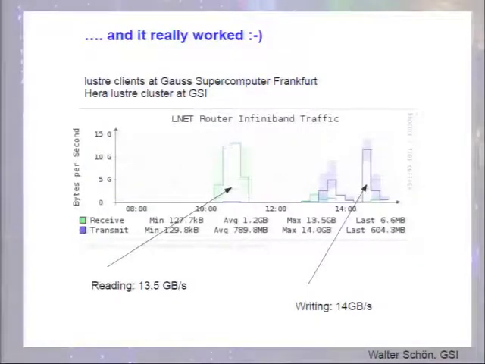And the funny thing is it really works. It's already working, it's in production. So we have Lustre clients at the Gauss supercomputer in Frankfurt, which are accessing Hera at GSI. And 12 LNet routers with 12 10 gigabit links mean you can estimate from a theoretical point of view that the theoretical bandwidth is something like 14.5 or 15 gigabytes per second. And in reading and writing we reach numbers which are close to the theoretical bandwidth you can achieve with such an Ethernet connection. So it's working.